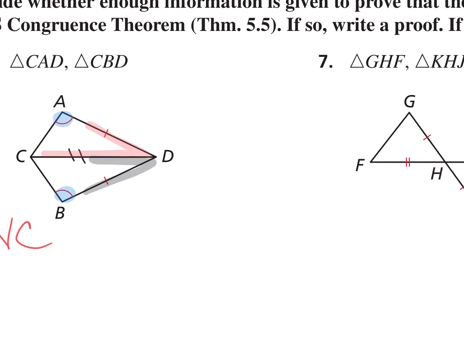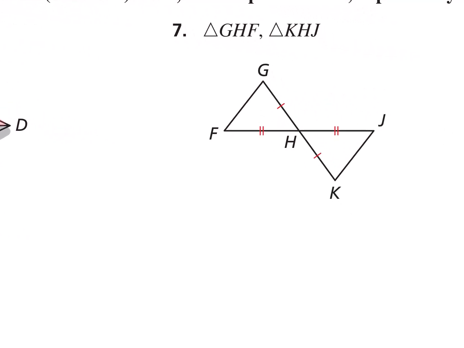Number 7, though, here's my good old bow tie. Notice we've got this side here, GH, congruent to HK, and then we also have FH, congruent to JH. Notice the angle that we can show is congruent by what we learned a long time ago. I've got a pair of congruent vertical angles. So I can say, yes, these two triangles are congruent, and what I would be using is side, angle, side. So let me go ahead and write this as a proof.